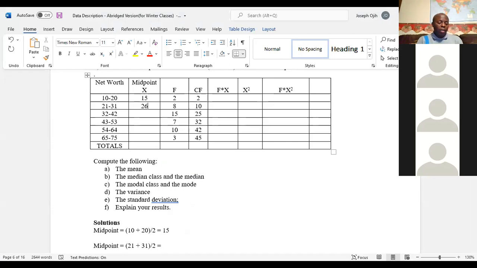So following this approach, I got the rest of the midpoints as follows. I get 37. I get 48. I got 59. And then I get 70. Following the same approach of adding the two numbers, like this plus that divided by 2, I'm going to get 26 on this one.